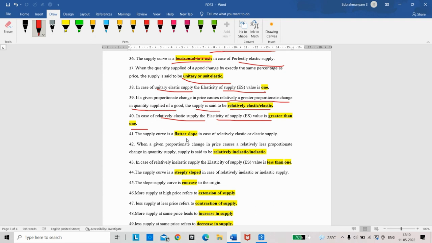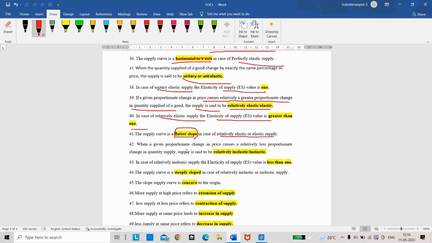The supply curve has a flatter slope in case of relatively elastic or elastic supply.